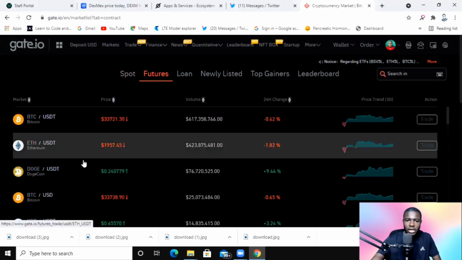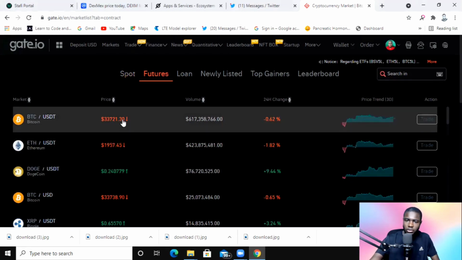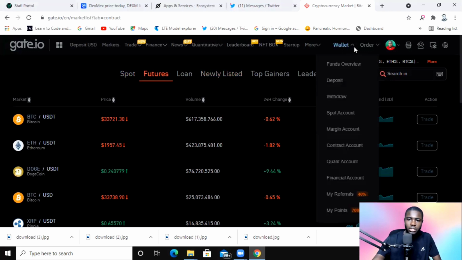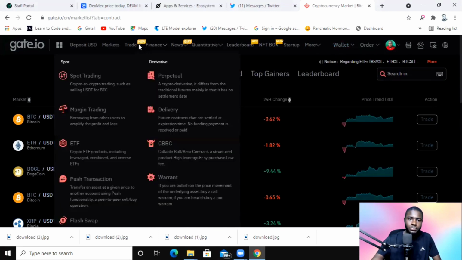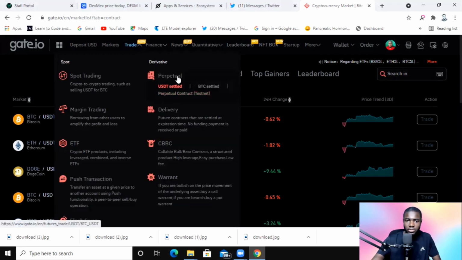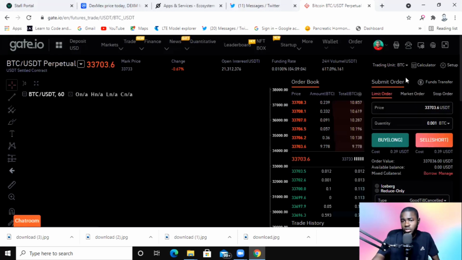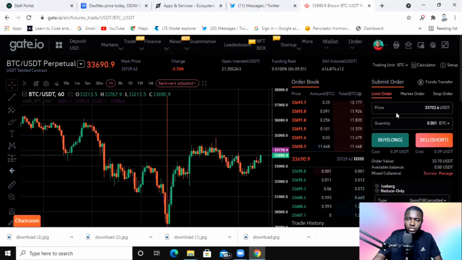So, and you can go into any perpetual contracts of your choice. Another way to trade futures is by going to trade. So when you go to trade, you click here, perpetual contracts, right? USDT settled, right? So you click on that, and it's going to take you to the futures interface, right? So those are the two ways you can go into trading futures on the Gate Exchange.